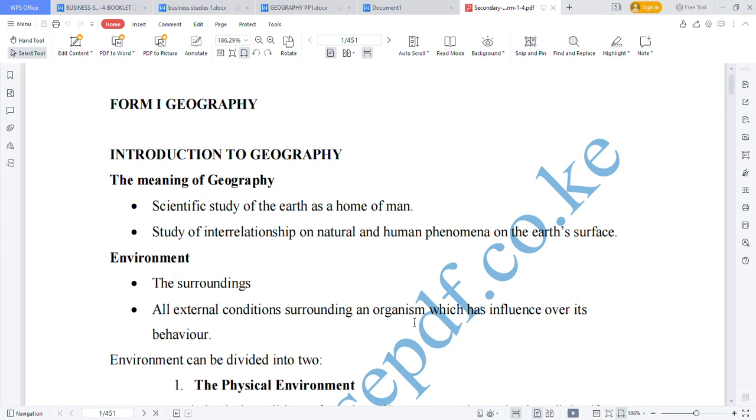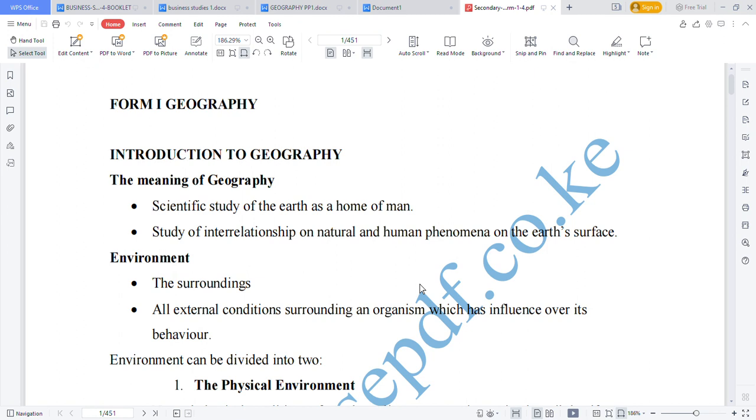So this is Geography Form 1. When you join Form 1, you will be introduced to what geography is. You will be told to define what geography is, and all these things I have decided to make this soft copy a very easy way to make you understand what you will be doing by the end of this. The questions will always come from what I have prepared before you.